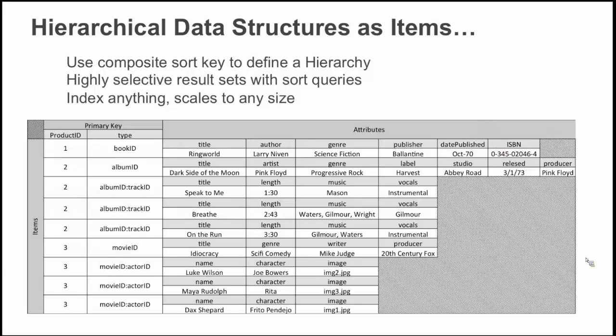Why would I do it as items? Items allow me to index any property, right? In DynamoDB, I can index the root properties of the item. Doing this with items gives me highly selective result sets with my sort queries against the hierarchy within a given structure, and I can obviously use that composite key. It gives me the ability to traverse that object and return only the properties that I want.